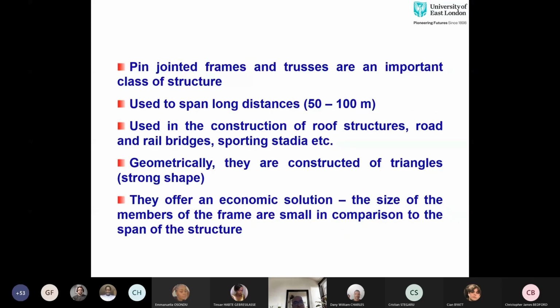Now, pin jointed frames and trusses. Trusses are part of pin jointed frames. These are very important structures. These are used to support long spans, especially trusses. Trusses can span up to 100 meters and they can transfer loading efficiently. They are used in roof structures, road and rail bridges to transfer loading.